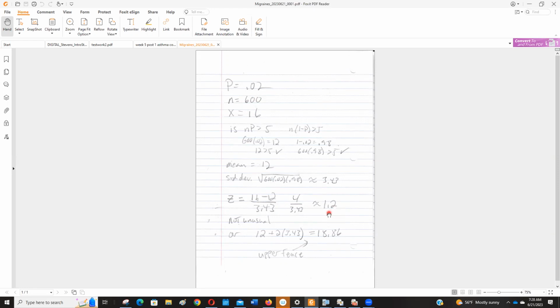That's not two standard deviations away from the mean. So no, it wouldn't be unusual to see 16 people out of 600 experience weight gain. And there's the statistical proof for that.